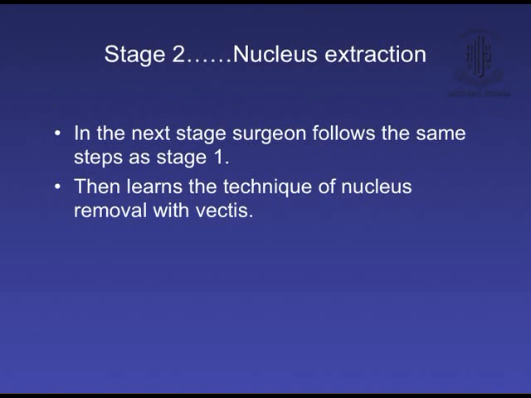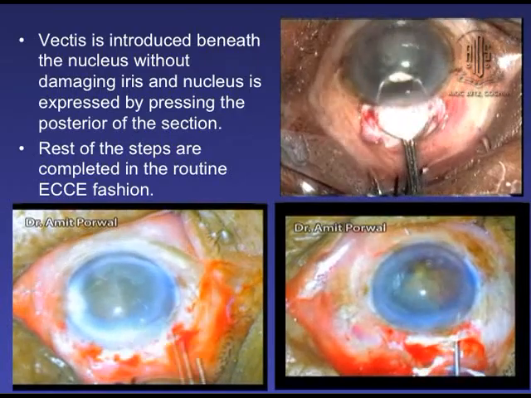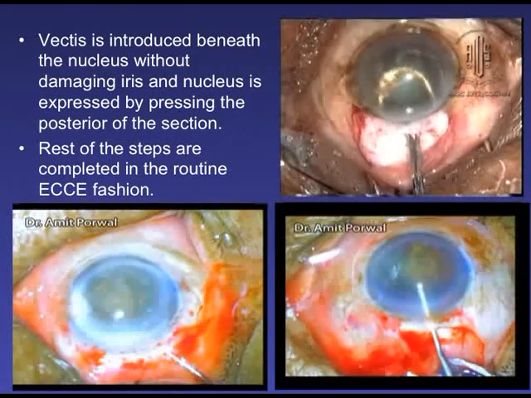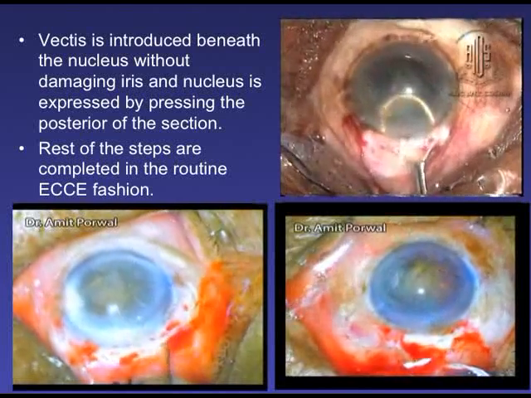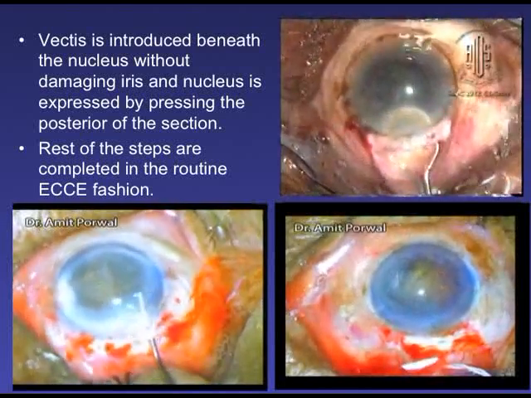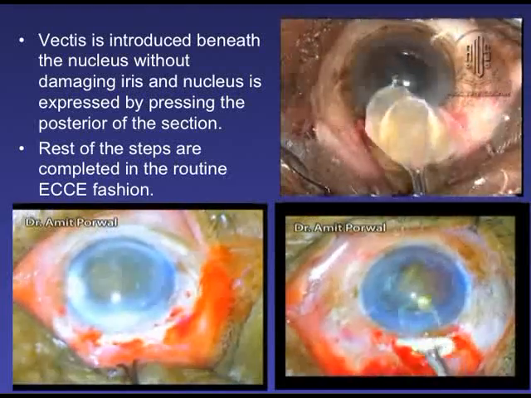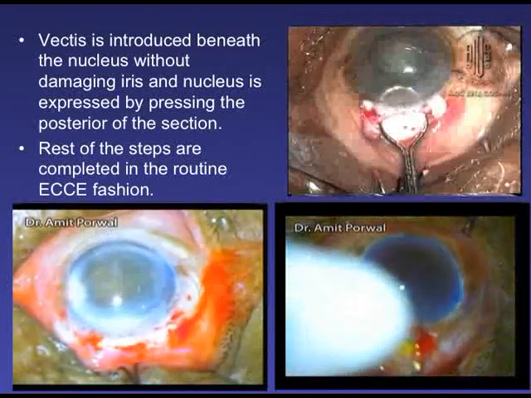Stage 2 is the nucleus extraction. In the next stage, the surgeon follows the steps as in stage 1 and then learns the technique of nucleus removal with the help of a vectis. You can see in all the 3 videos. First, the cataract is cushioned by injecting visco. The vectis is introduced beneath the nucleus without damaging the iris, and the nucleus is expressed by pressing the posterior lip of the section. The rest of the steps are completed in the routine ECCE fashion.